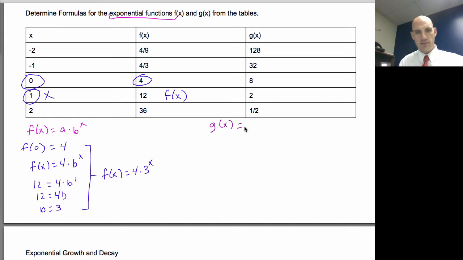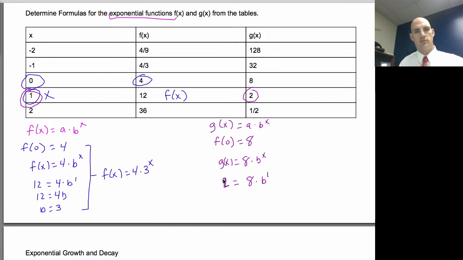All right, so g of x is equal to a times b to the x. A is f of 0, so my f of 0 in this case is 8. And so I've got g of x is equal to 8 times b to the x. Well, I'm going to pick out a value here. I'm going to pick 1 and 2. So 1 equals 8 times b to the first. This should be 2.